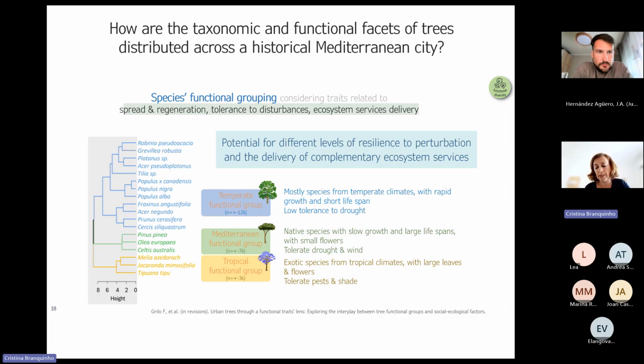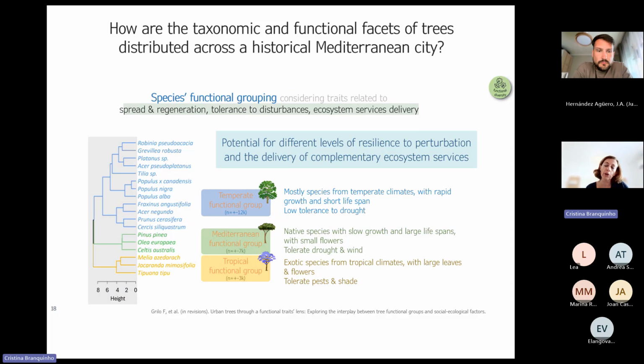And we interpret these functional groups as follows. We call one the temperate functional group because most species were from temperate climates with rapid growth, short lifespan, and low tolerance to droughts. Then we find the tropical functional group, mostly related with some exotic species from tropical climates with large leaves and flowers, and that might tolerate some pests and shade. And then finally, the obvious group, which is the Mediterranean functional group, with, of course, native species, very resistant to drought and wind and so on.